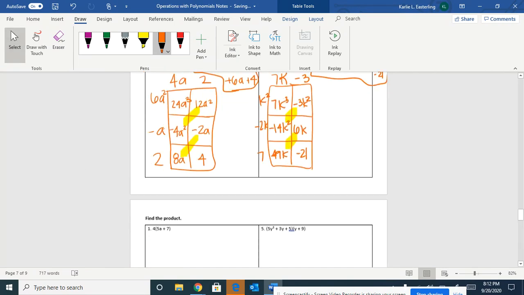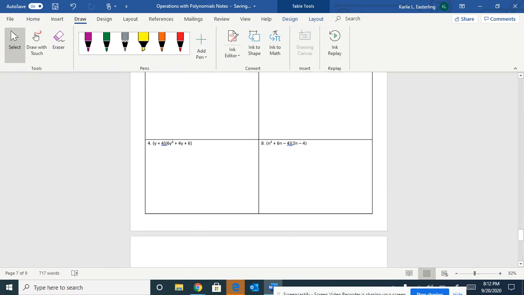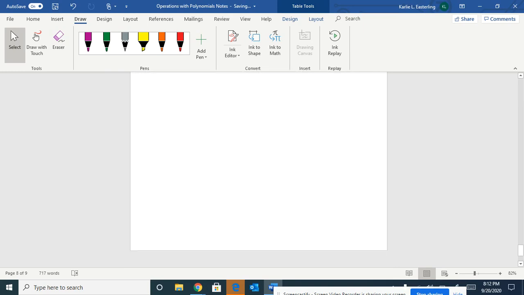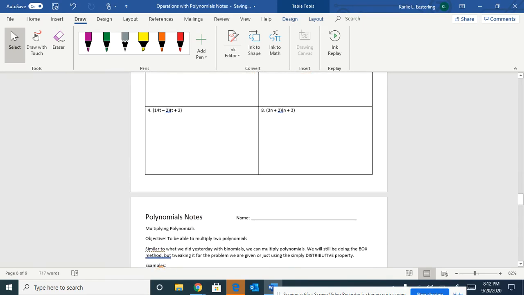And then again, that whole next page is some practice problems. And then there's a random page that I couldn't get rid of, but here we are.